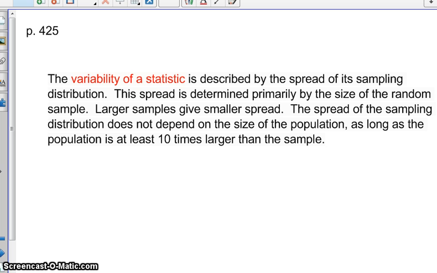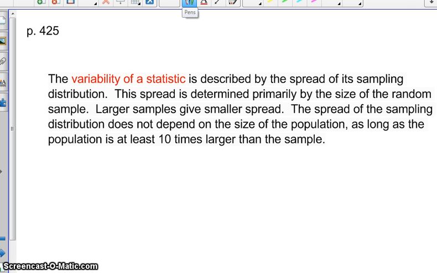Now, your variability for your statistic is described by the spread of its sampling distribution. And spread is determined primarily by the size of my random sample. Larger samples give smaller spread. It does not depend on the size of your populations, as long as your population is at least 10 times larger. So a couple things here.